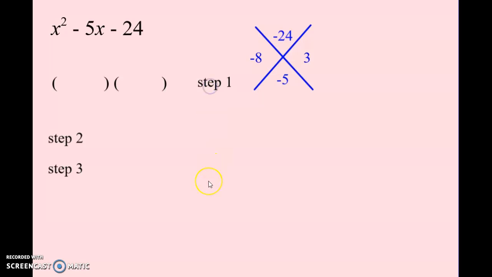Step 1, draw my parentheses. Step 2, split my x's. Step 3, I have a negative 8, which becomes minus 8 in the parenthesis, and a positive 3, which means it's addition. So x minus 8 times the quantity x plus 3. Use the FOIL method to make sure that I'm right. 3x and a negative 8x gives me the negative 5x that I'm looking for in the middle term.